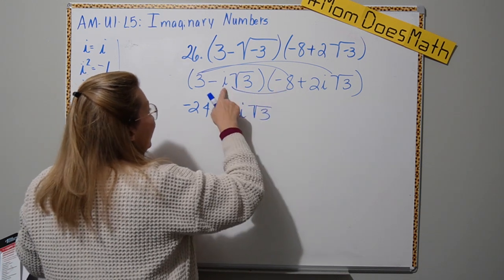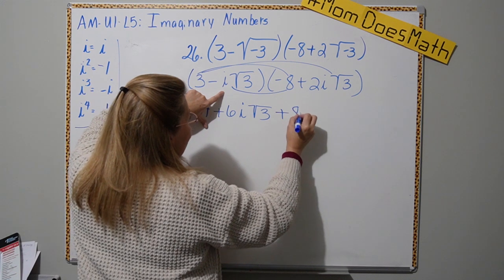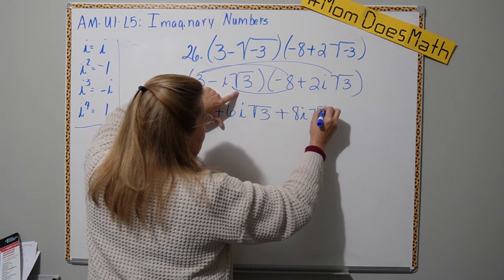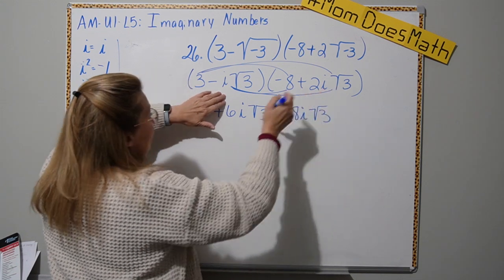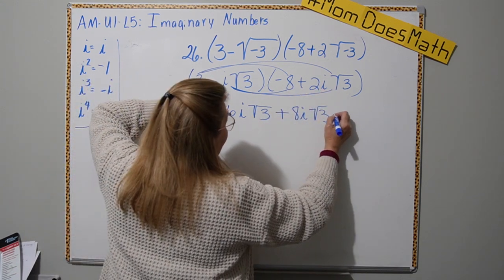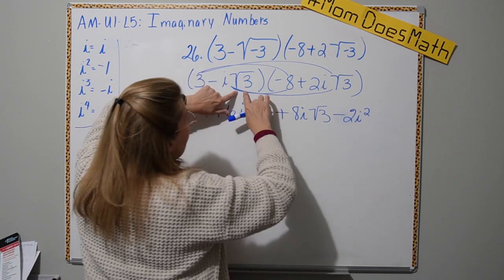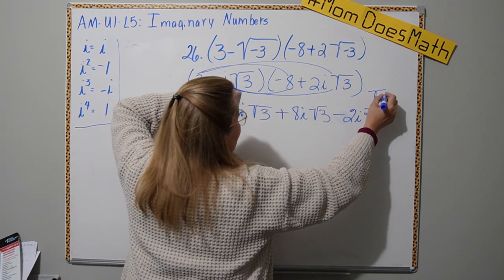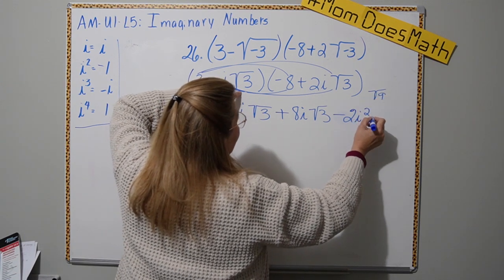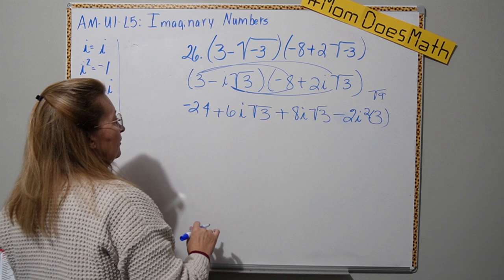All right, a negative i times a negative 8 is going to become positive 8i square root of 3. And then negative i times positive 2i is going to be a negative 2i squared. Now square root of 3 times square root of 3 is what? Square root of 9, which is what? 3. So let's just go ahead and we'll multiply that in the next step.